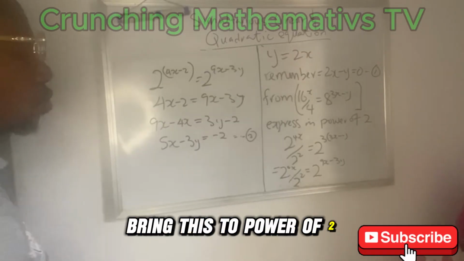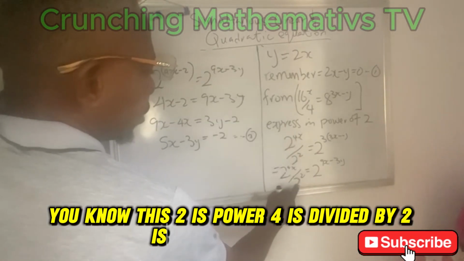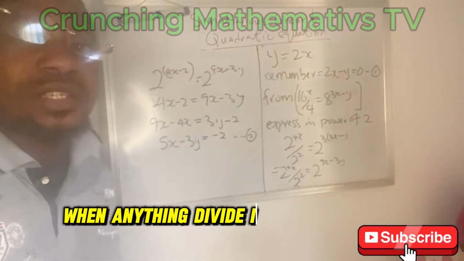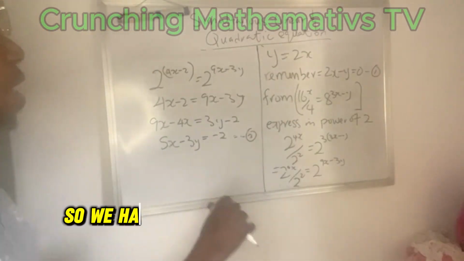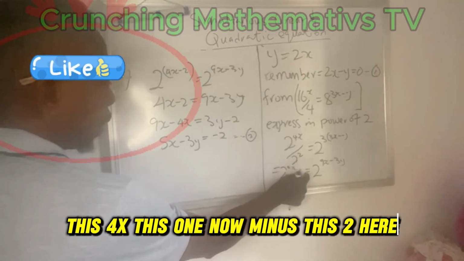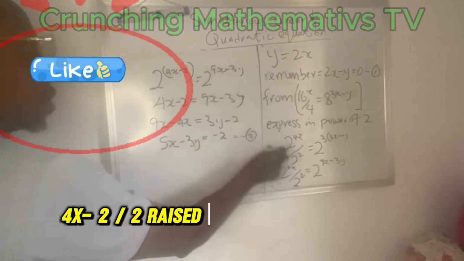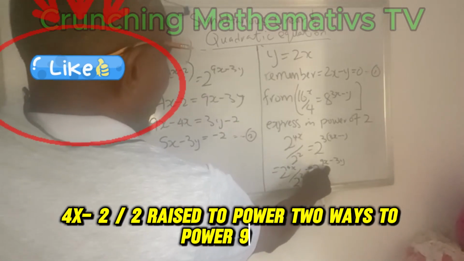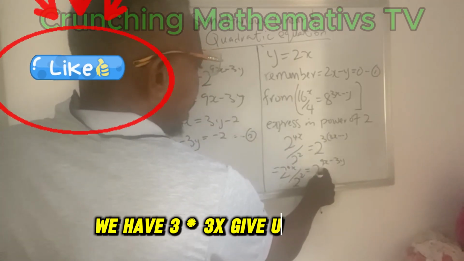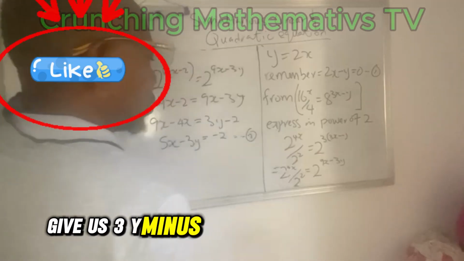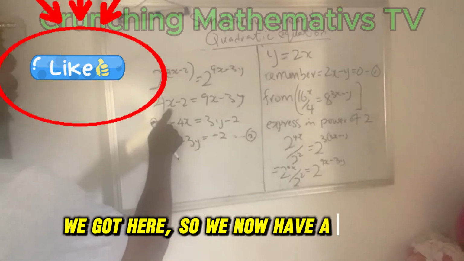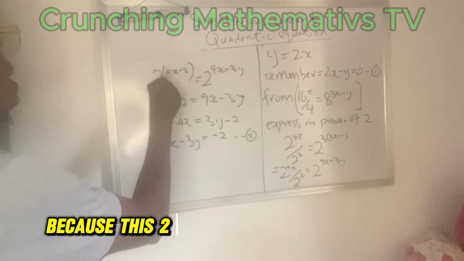I bring this to the power of 2. You know, this is 2 raised to power 4x divided by 2 raised to power 2. According to the law of indices, when anything divides, the power changes to minus. So we have here 2 raised to power 4x minus 2, this 4x now minus this 2 here, divided by 2 raised to power 9 minus 3y. Why do we get minus 3y? We have 3 times 3x, which gives us 9, and minus 3 times y gives us minus 3y. So that's how we got here. We now have our 4x minus 2 and y, because this 2 is going to wipe this 2 away.